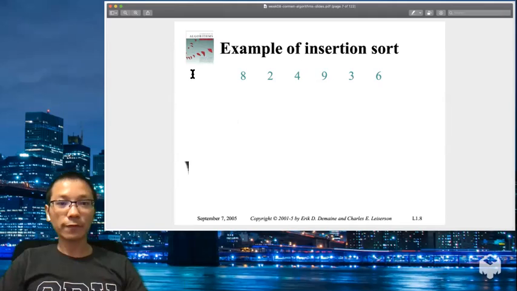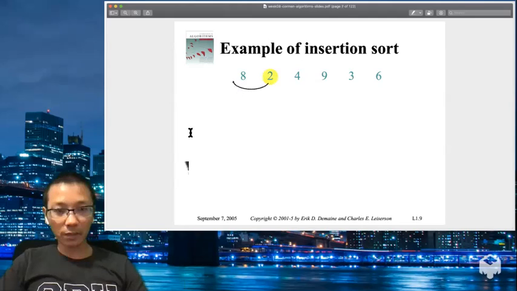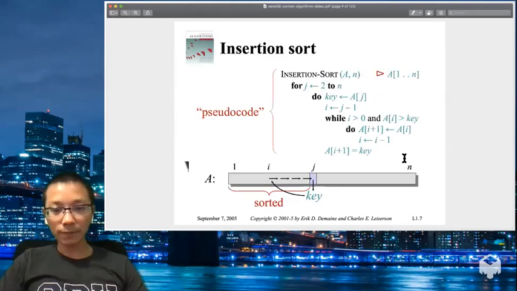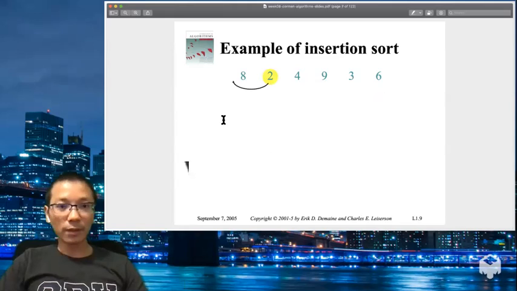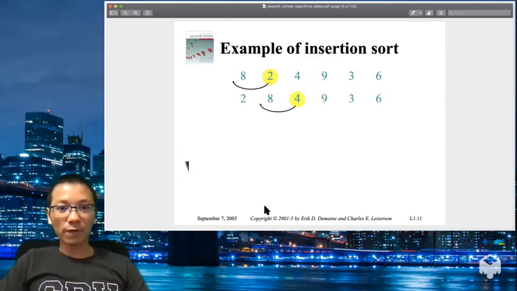We compare it to the left and determine that 8 is greater than 2, so we move 8 to the right by one slot, and then we place 2 there because it went out of the boundary. Remember that algorithm also has another condition, i greater than 0. So in the beginning, it's just going to place it right here, at 0 plus 1, in slot 1. Now we have 2 and 8 sorted, so we move on to 4.